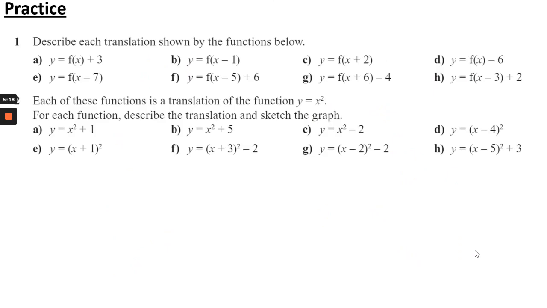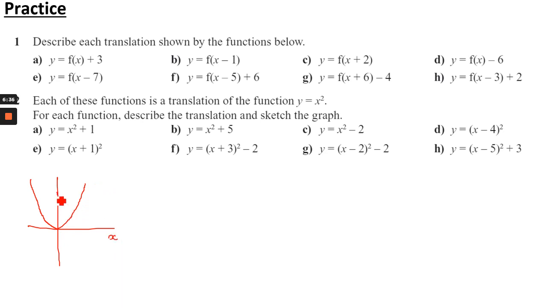Okay, here are some questions. What I want you to do is describe each translation, and then for question 2, describe the function and sketch the graph. Okay, so y equals x squared. Y equals x squared looks like this.